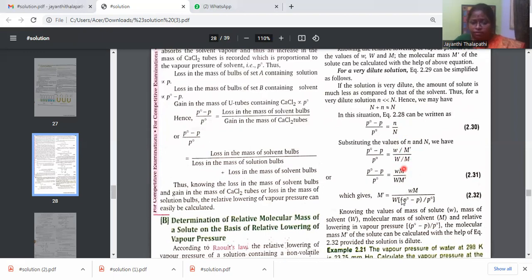Okay, and this is how we find the relative lowering of vapor pressure. So we need the mass of the solute. So M dash, we need to find M dash, the mass of the solute. To find the mass of the solute, we rearrange this. So whatever you want, according to the question, you have to rearrange the formula. So first, by seeing the question, check what data are given and what is missing. According to that, you have to rearrange the formula, right? Okay. Let's see a question.